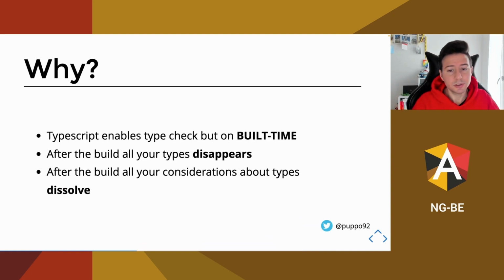Why? First of all, because TypeScript is enabled only during development mode and until build time. So after the build, the whole code base becomes a JavaScript code base. After the build, all your types disappear, and all your assumptions about the types dissolve. So if you think, for instance, the result of an API is a string, but you receive a number, you can have a problem if you concatenate two properties of the same type, because 1 plus 1 is not 11, but 2 in this case.